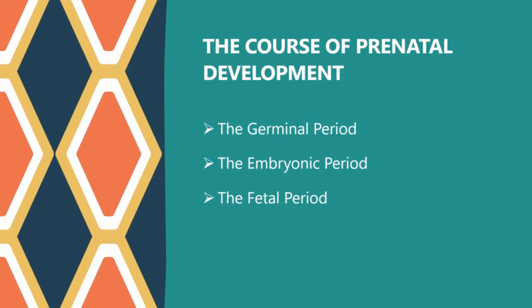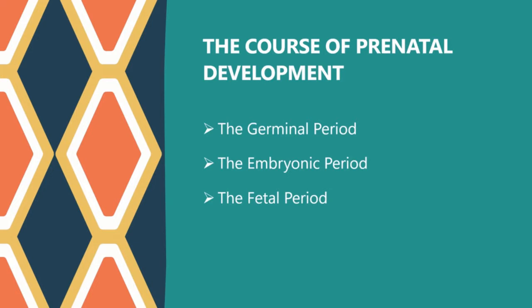So the germinal period is the period of prenatal development that takes place during the first 2 weeks after conception. So this includes the creation of the fertilized egg, called a zygote, cell division, and the attachment of the zygote to the uterine wall. Implantation, the attachment of the zygote to the uterine wall, takes place about 11 to 15 days after conception.